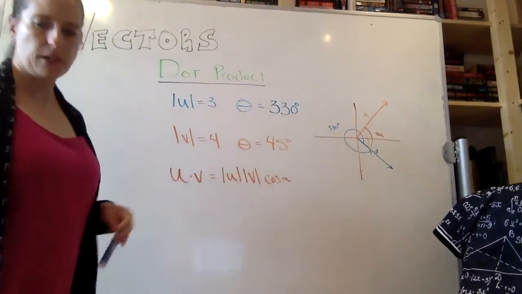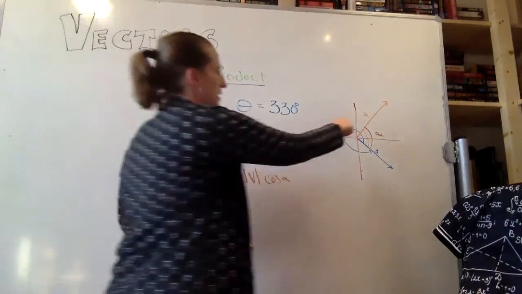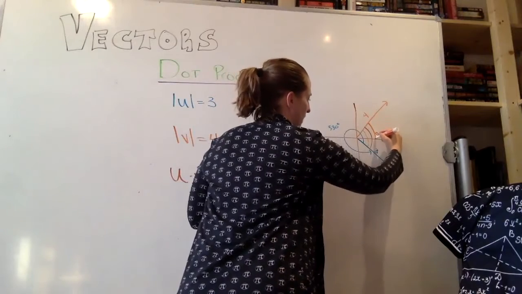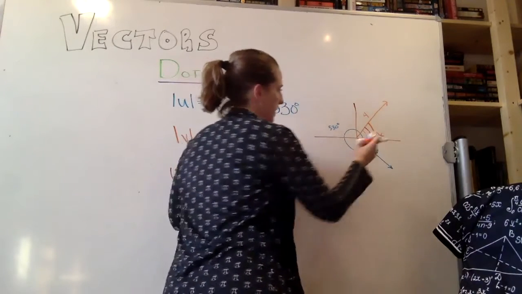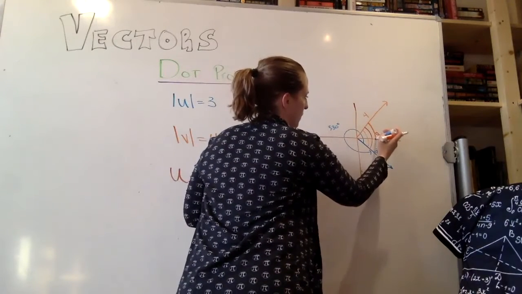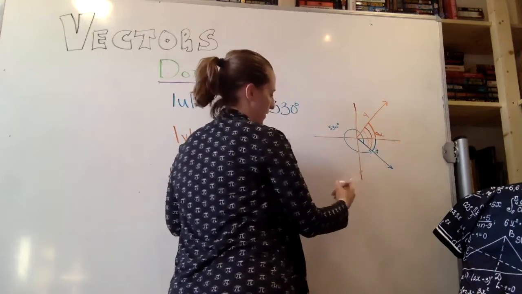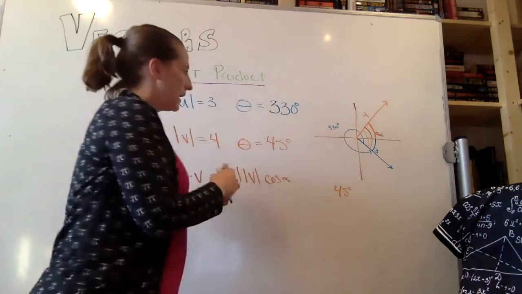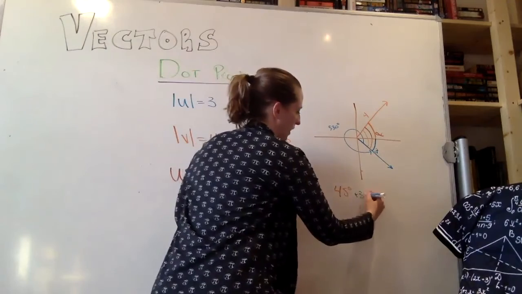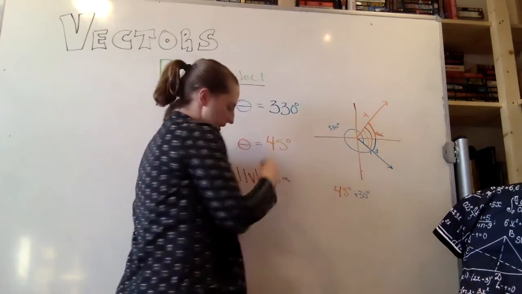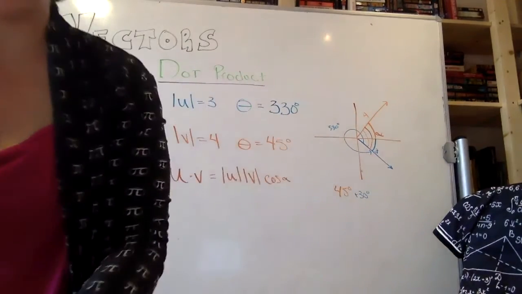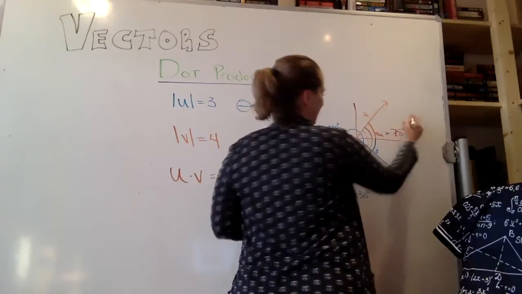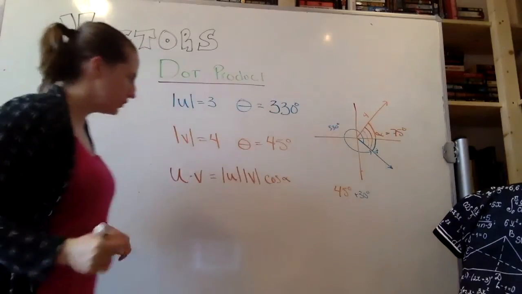Well, sure, I think we can, right? The measure of alpha is going to be 45 degrees plus this measure here, which will be 360 minus 330. So 45 degrees plus 30 degrees tells me that alpha is equal to 75 degrees. Okay, that's the angle measure between our two vectors.